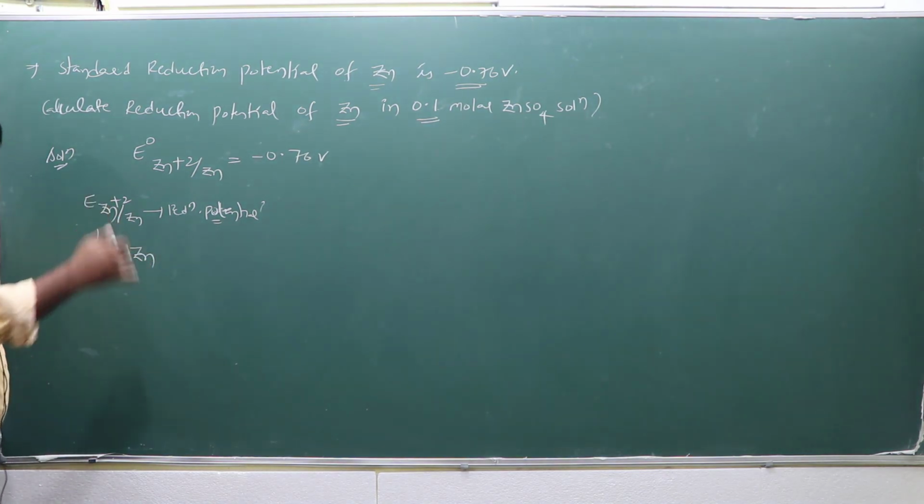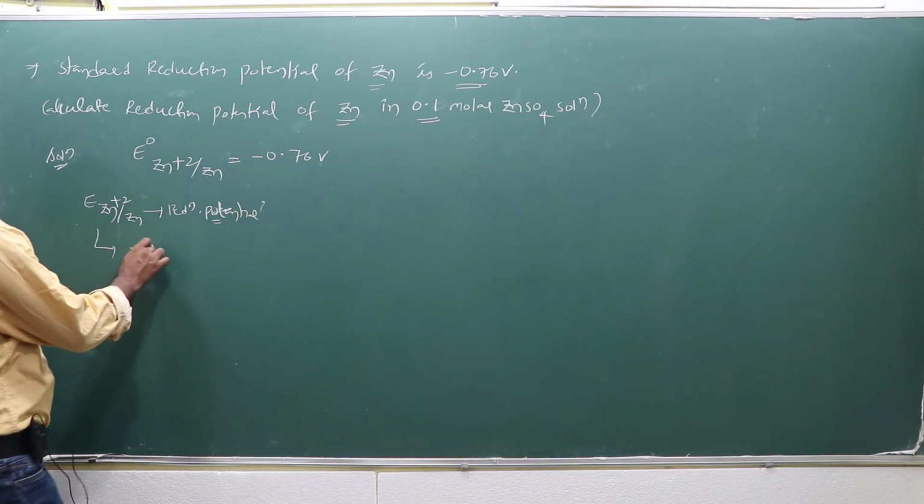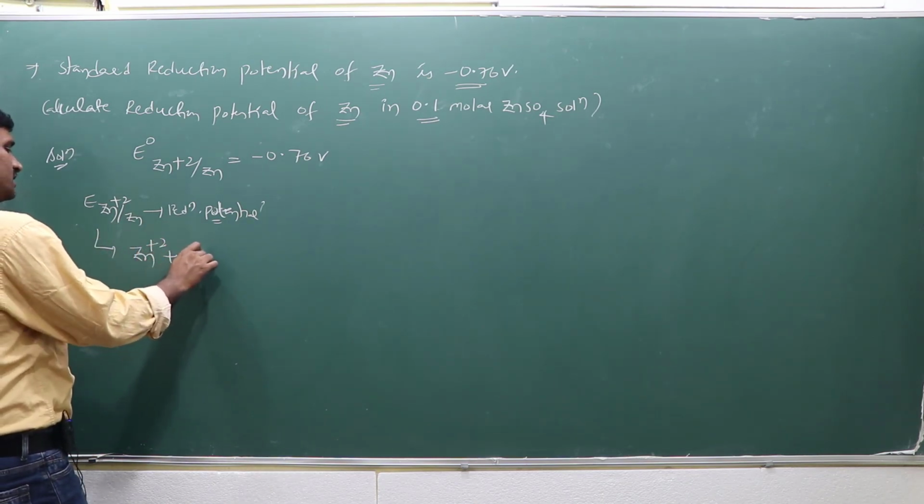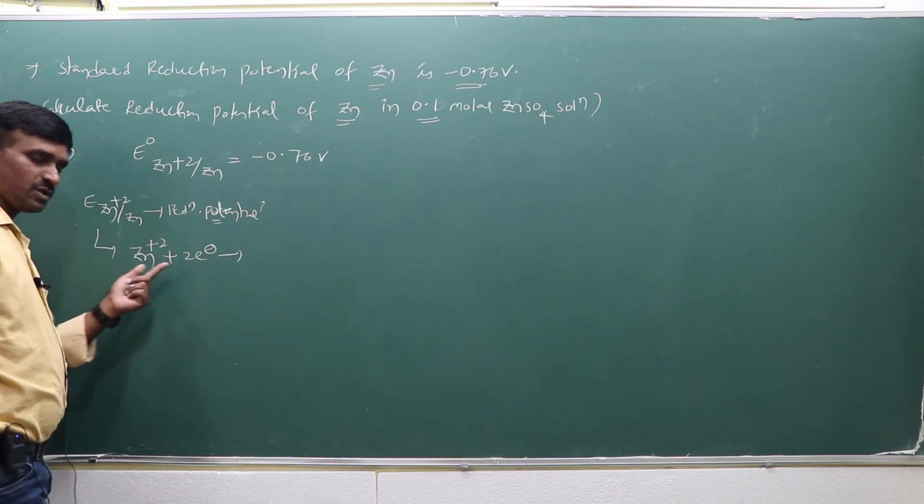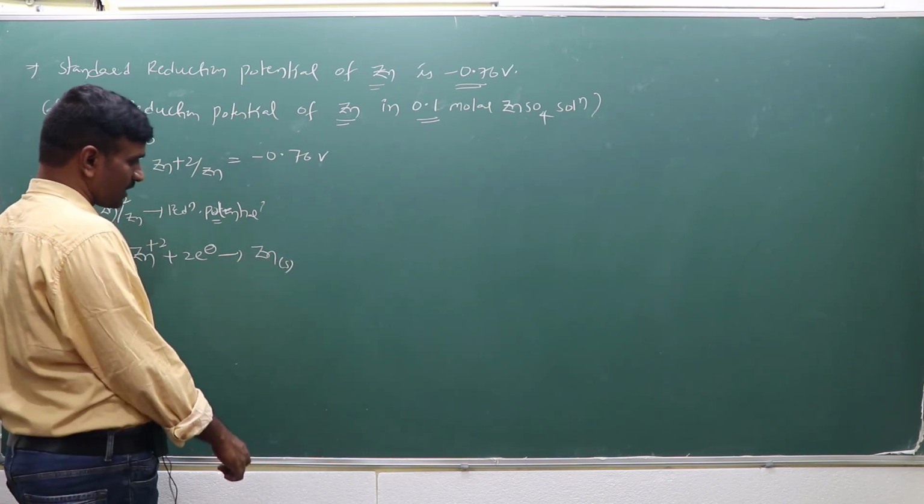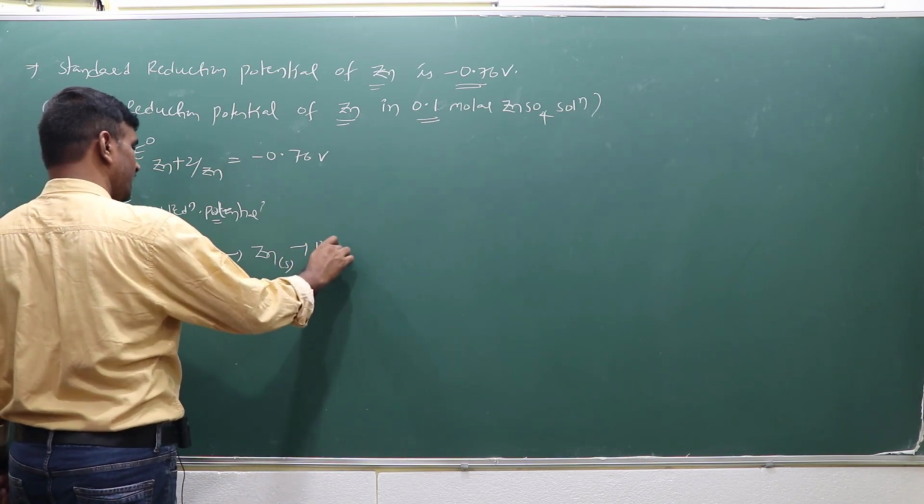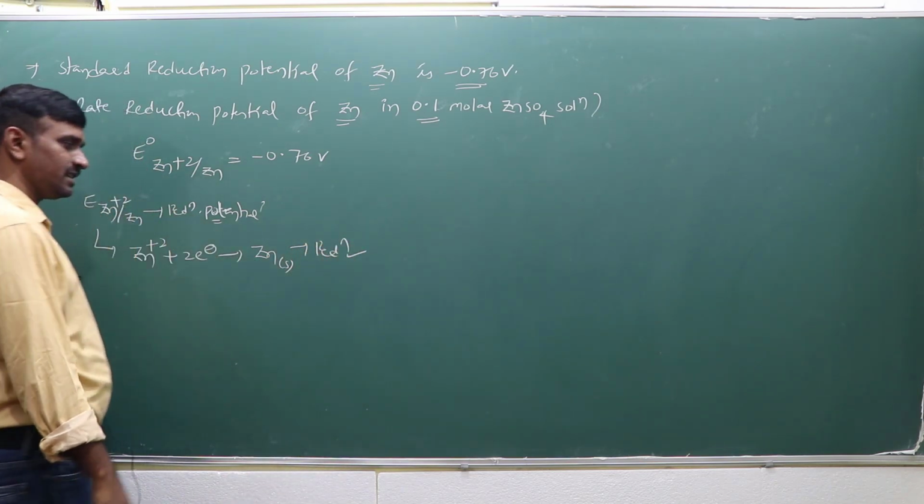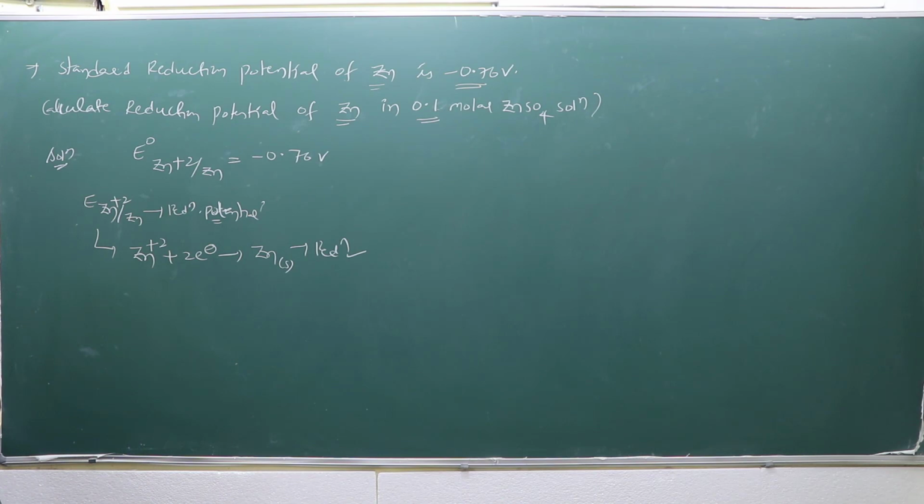If it is oxidation potential, you would write the oxidation reaction. Reduction potential, so you write the reduction reaction. Zinc plus 2, while taking 2 electrons, is going to be deposited as zinc solid. This is the reduction reaction. Now, which one you have to calculate? This one. So what is the next equation?